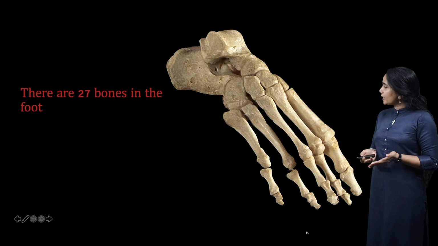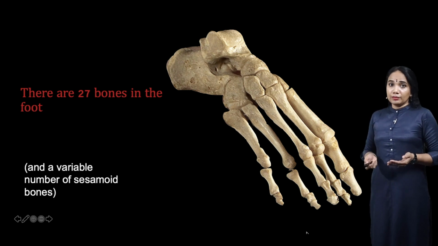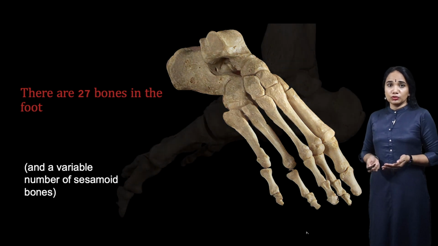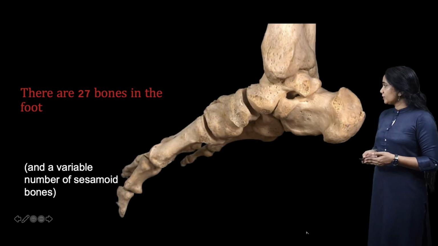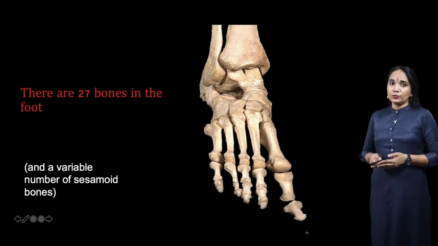So this is what it looks like, oblique view, oblique lateral view, and there are a variable number of sesamoid bones in the foot. This is how the articulated foot looks like from the medial side, and this is the superior view.